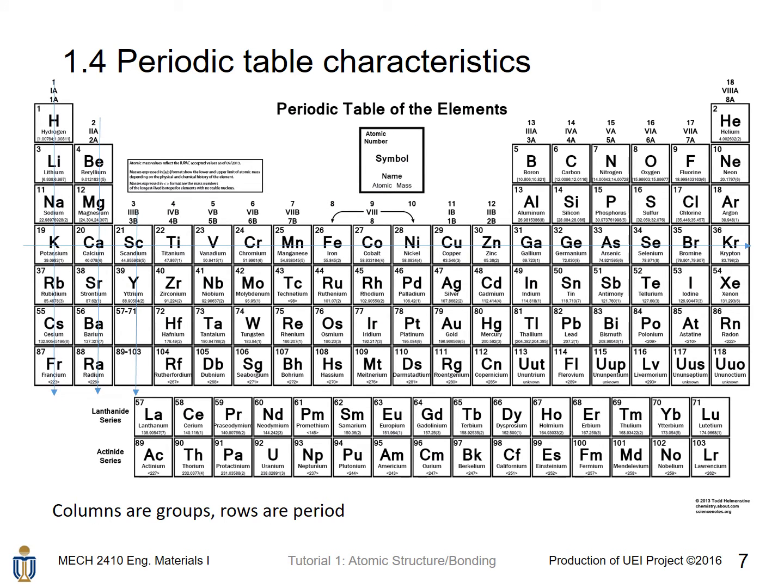Periodic table characteristics. There are several periodic table characteristics I am going to introduce. The first thing is group, which is the vertical columns of the periodic table. Elements in the same column are in the same group. For rows, they are called periods. Elements within the same row are in the same period.